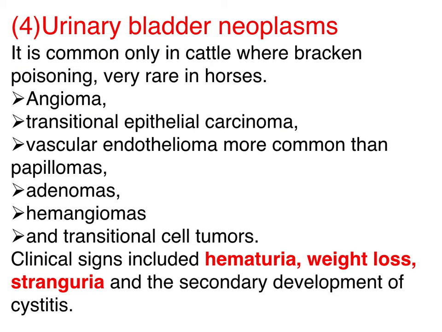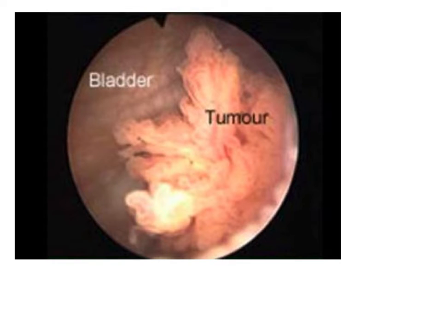Urinary bladder neoplasm. It is common only in cattle with bracken poisoning, very rare in horses. Angioma, transitional epithelial carcinoma, vesicular endothelium more common than papillomas, adenomas, hemangiomas, and transitional cell tumors. Clinical signs include hematuria, weight loss, stranguria, صعوبة بالتبول أو عسر, والحزق يسمى, and the secondary development of cystitis. هذه الصورة توضح لنا هذه البلادر الطبيعية وهذا الجزء اللي ينمو به التيومر أو الكانسر.